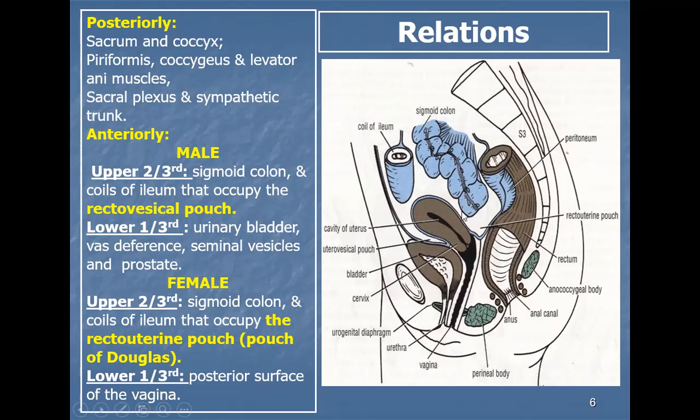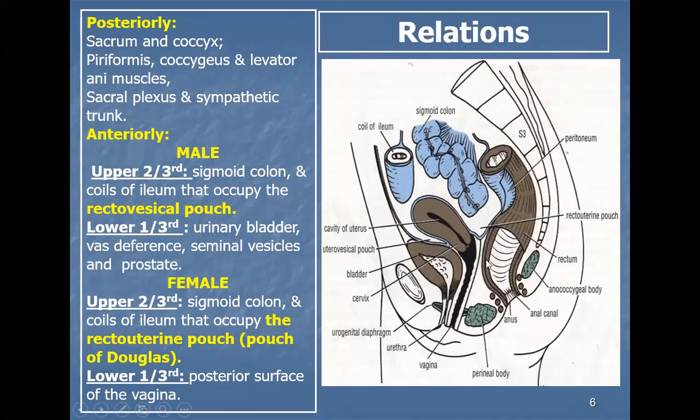In the upper two-thirds, there is a pouch called the rectouterine pouch, also called the pouch of Douglas. Similar to the case of male, it is filled with the sigmoid colon and the ileum. If you see here, there is a sigmoid colon coming as well as the ileum. The lower one-third is related to the posterior surface of the vagina. If you see here, this is the posterior wall of the vagina, this is the anterior wall of the vagina. So this is related to the posterior wall of the vagina.